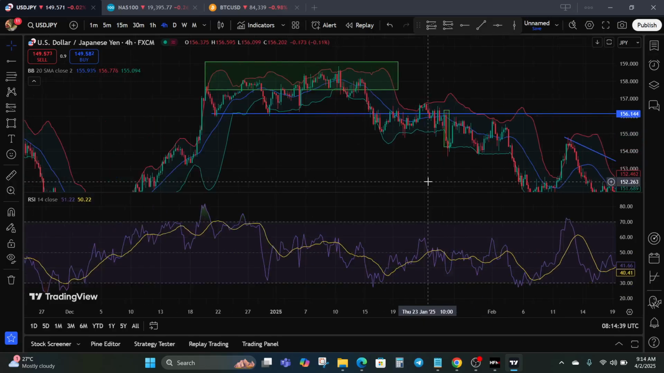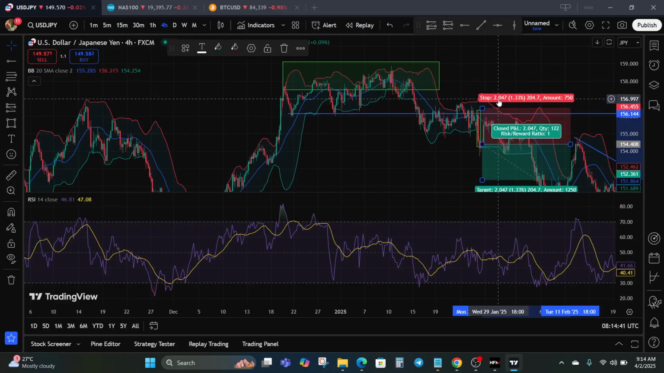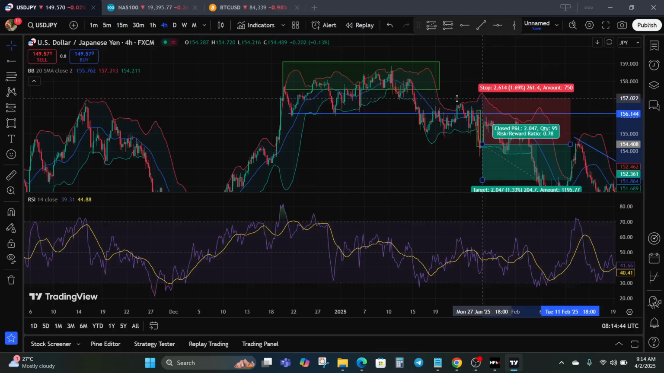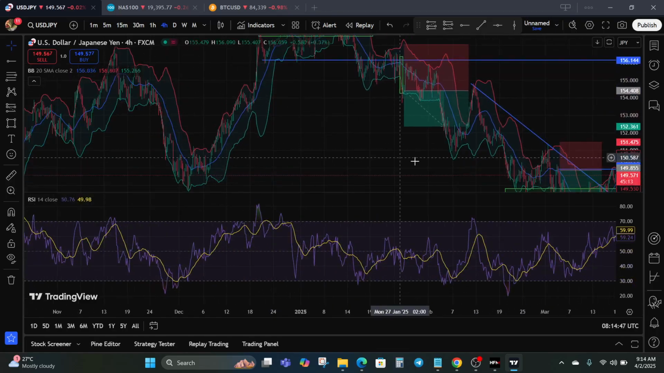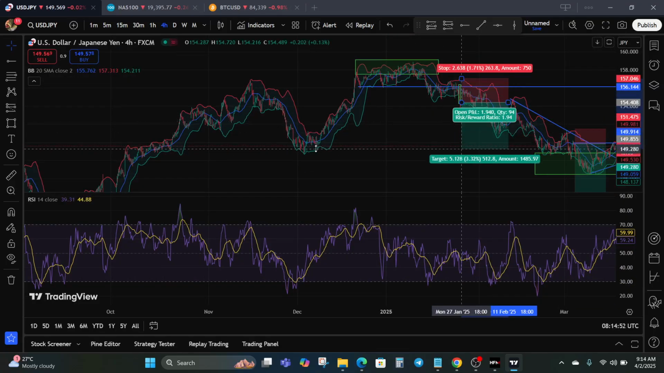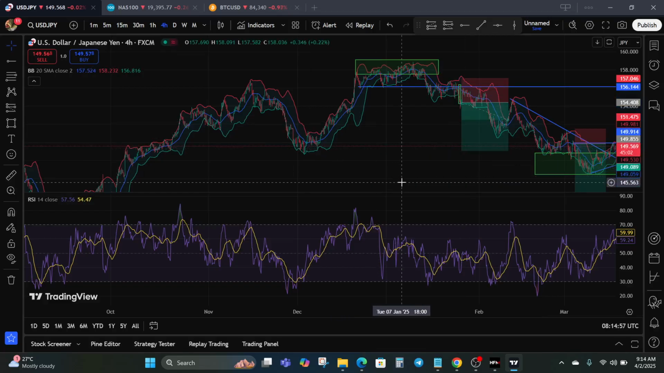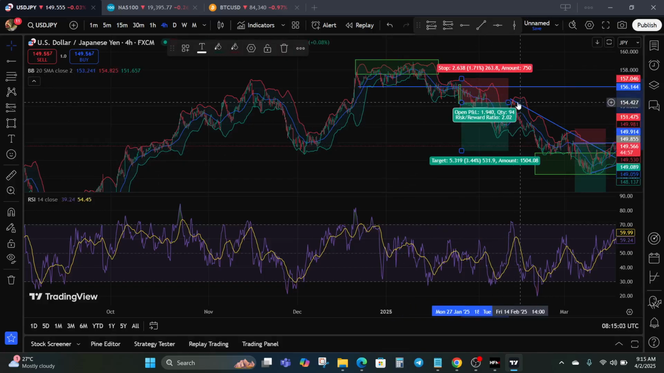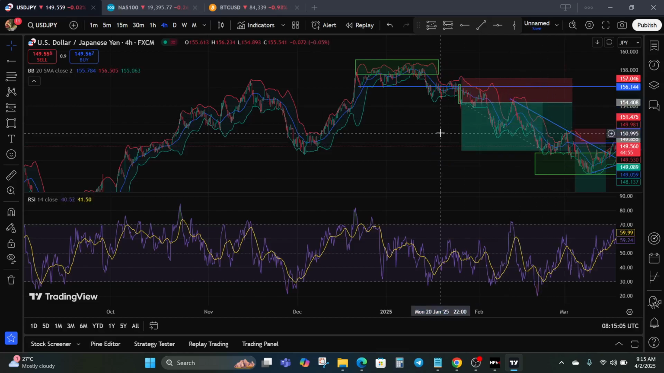Make sure you always get your confirmations. If you had entered a sell around here, your stop loss can be above that retest zone, right? Then your take profits can be at key support levels. Make sure you always set your stop losses and your take profits for good risk management. So by following these steps, you can use overbought and oversold indicators to time your entries more effectively and avoid unnecessary risks.